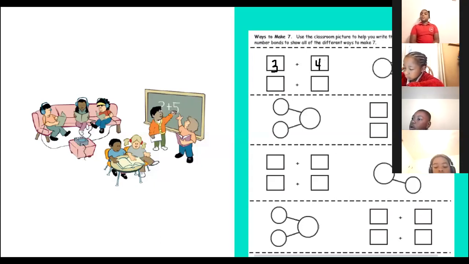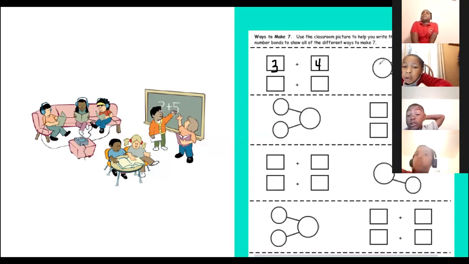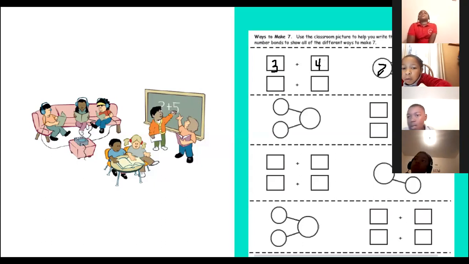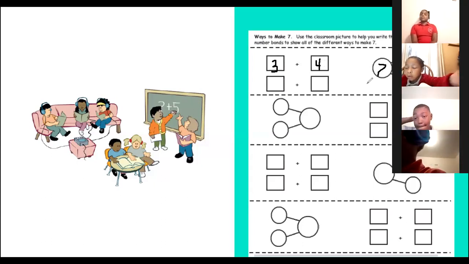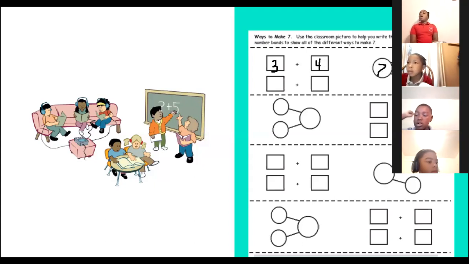And Maisha, how many kids do I have all together? 7. You're so smart. So 7 is my what, Maisha? 7 is my whole. Perfect. You can put yourself back on mute. So Ms. Adams has her number sentence 3 plus 4, but I need to flip my number sentence. Calvin, what will my number sentence be then? 4 plus 3. Perfect.